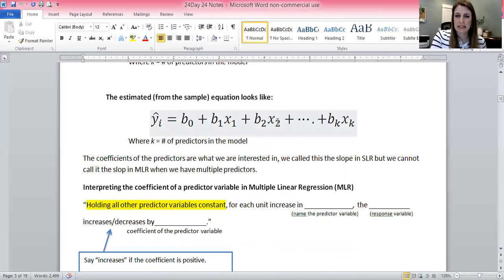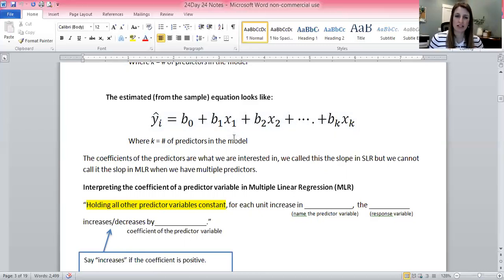Because if these are constant, that means these are not changing. Any of these terms, the x's, they're not changing, they're not variables anymore, meaning this is my only variable. So as this increases, it will directly affect my y. So that is why we say that, holding all of the predictor variables constant. So all of these stay the same, and just this one is changing. But now I can do it for all of them.